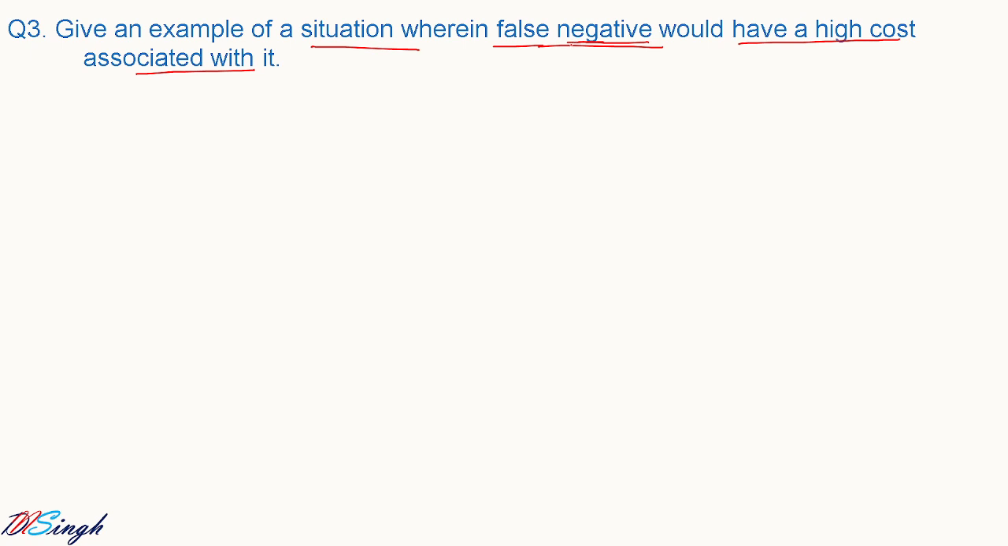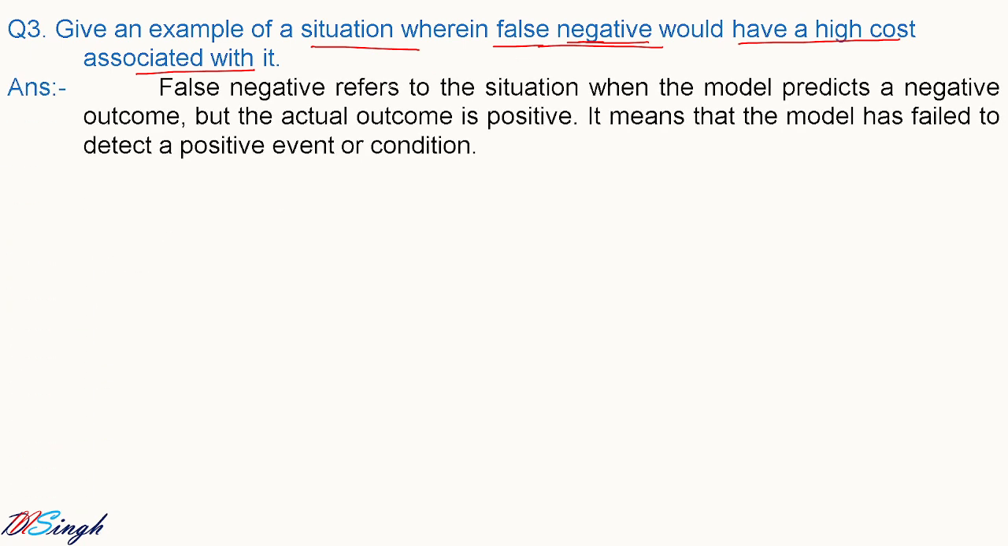Okay, so you need to find one example or situation where your model is saying there is no fire in the forest, but actually there is a fire. So in that case, you have a high cost associated with it because you cannot initiate the response in time and the fire will burn out most of the forest. Let us see one example.